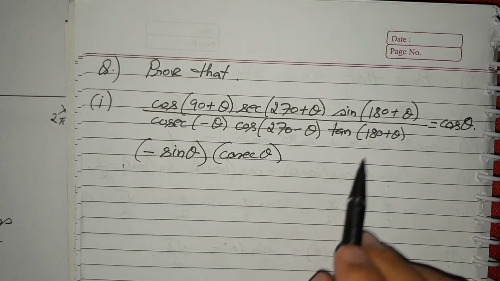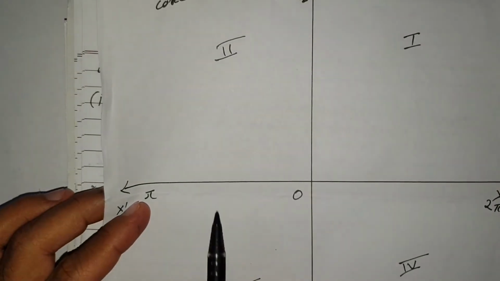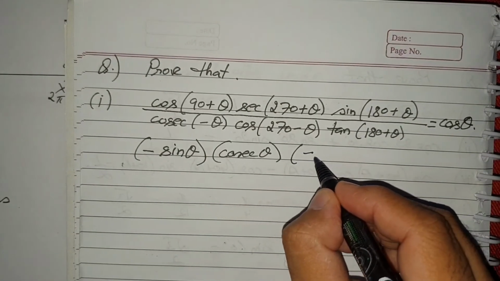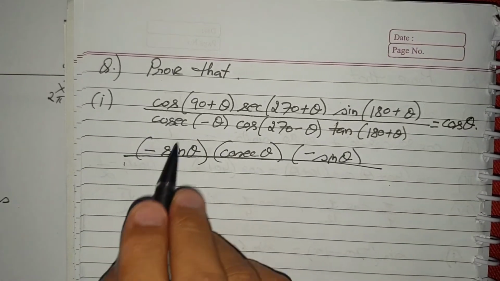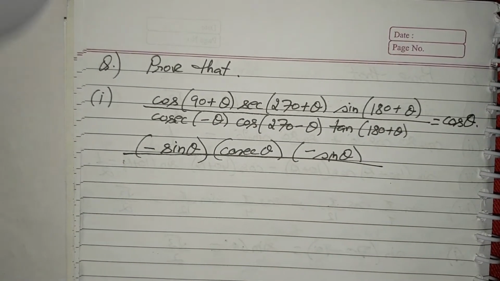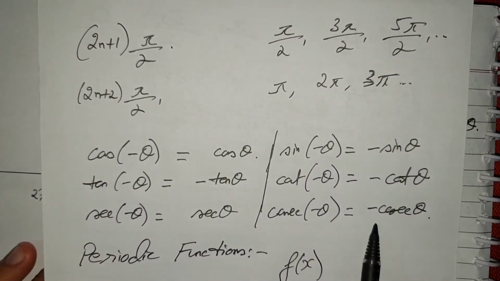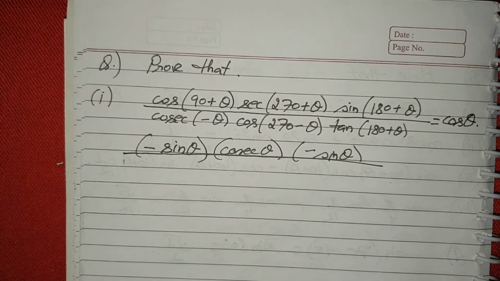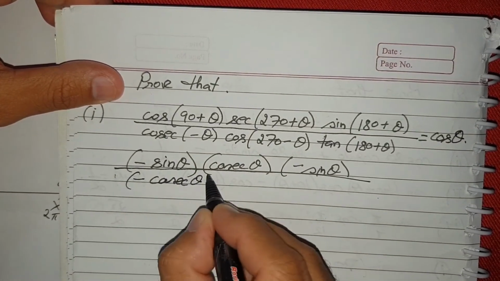Okay. Sine 180 plus theta. Now this is 180, sine will remain sine. But 180 plus theta will be in the third quadrant, negative. So minus sine theta upon cosec of minus theta. See, again we have discussed this before also. Cosec of minus theta is what? Cosec of minus theta is minus cosec theta.